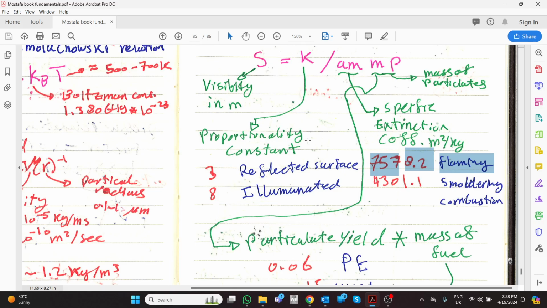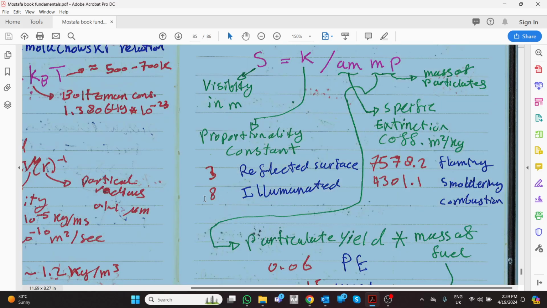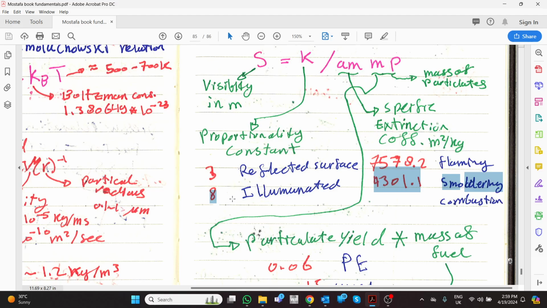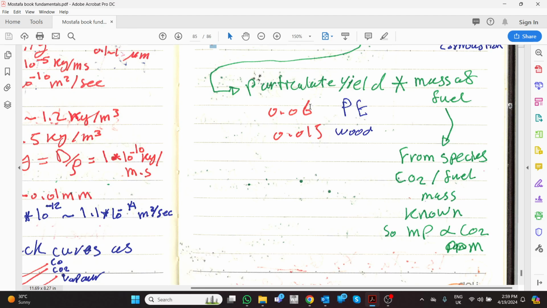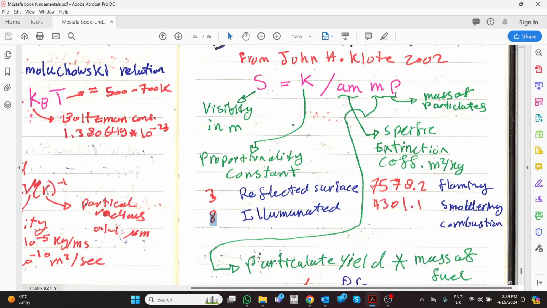K, which is the proportionality constant, which is if you want to see some reflected surface, which means you have a light and the light is illuminating the wall, so you need to see the wall. This number is 3. If there is illumination itself, like an exit sign, it is 8. Okay. Now remaining is this one.